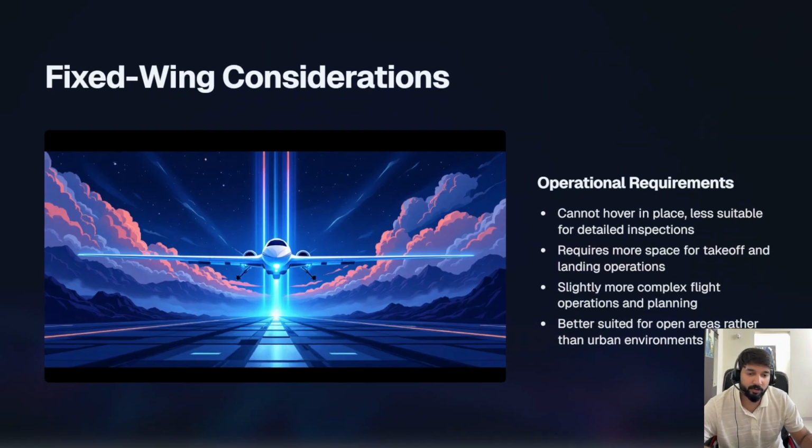However, they also come with some challenges. Unlike multirotor drones, fixed wing drones cannot hover in place, which makes them less suitable for detailed inspections. They also require more space for takeoff and landing, and their operation can be slightly more complex.